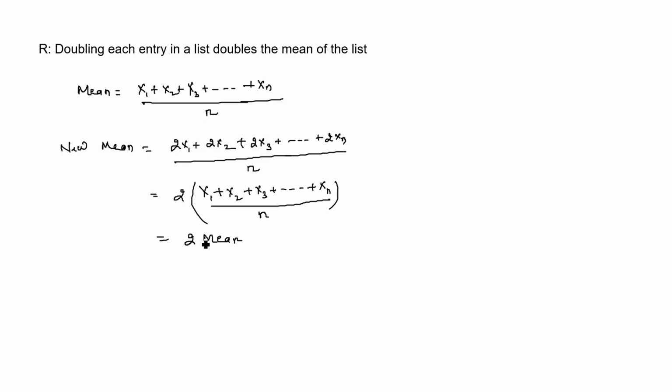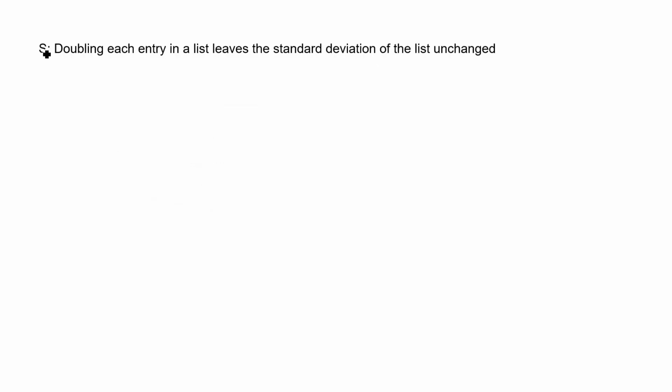From here we observe that if we multiply each entry with a particular number, the mean will be multiplied by the same number. So doubling each entry in a list doubles the mean of the list. Yes, the statement in assertion R is also correct. Now check the last assertion: doubling each entry in a list leaves the standard deviation of the list unchanged. First write the formula for standard deviation, which is root over summation of xi minus mean, squared, divided by n.